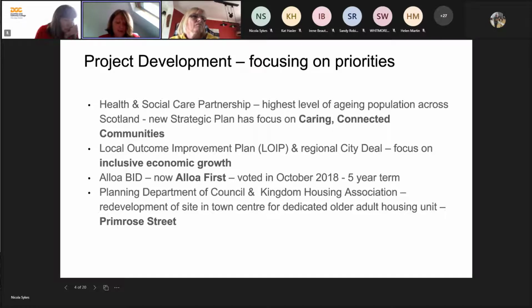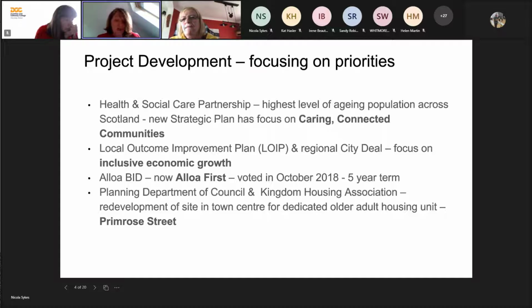Alongside that, we had the local business improvement district, Alloa First, which was just going through its process of being voted in again. And so we decided to focus on Alloa Town Centre and align with the start of their new 5-year period. Fortuitously, it also dovetailed with other developments in our area, namely a housing development on Primrose Street, which is right in the middle of town. The next slide will show it.